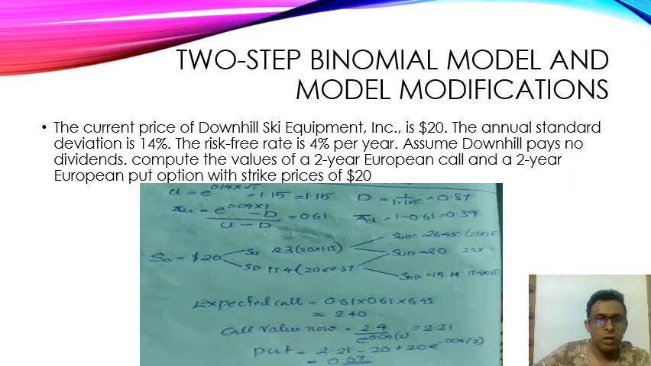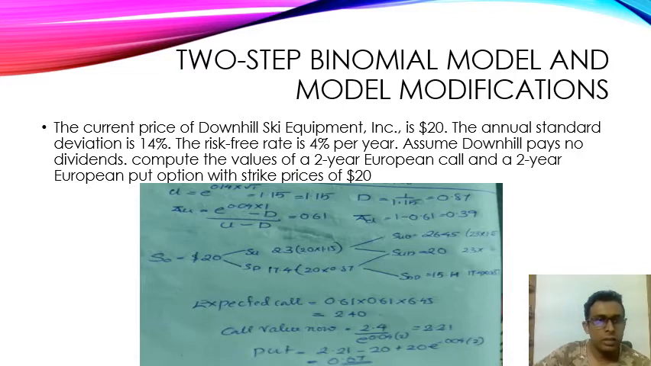So how to calculate? As I've said, there are two types of binomial model. One is the one-step binomial model. The other one is the two-step binomial model. This is how we calculate the value of a call option or put option using the two-step binomial model. We'll take an example and explain it.